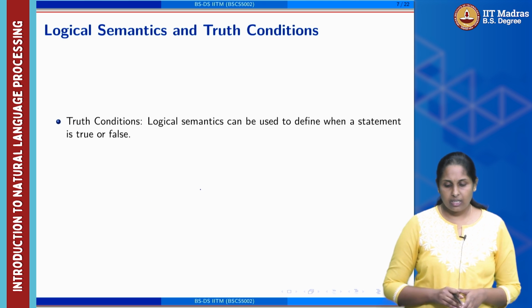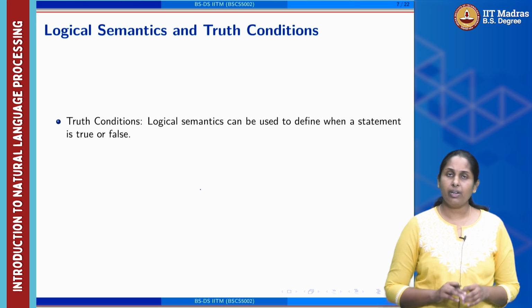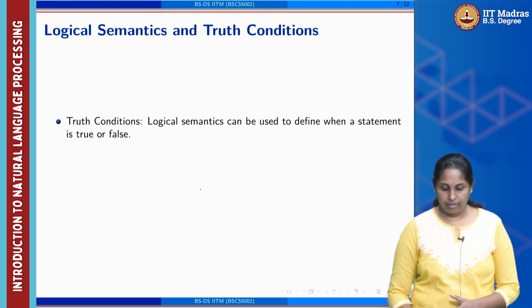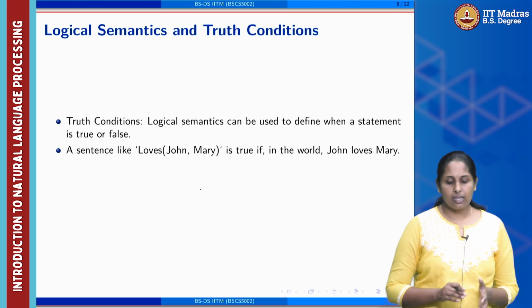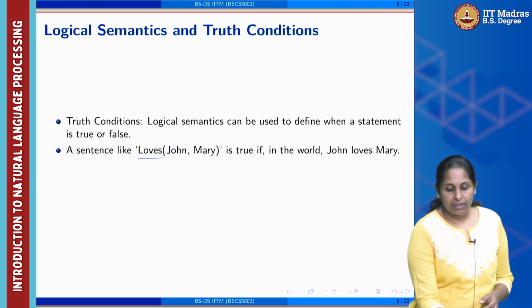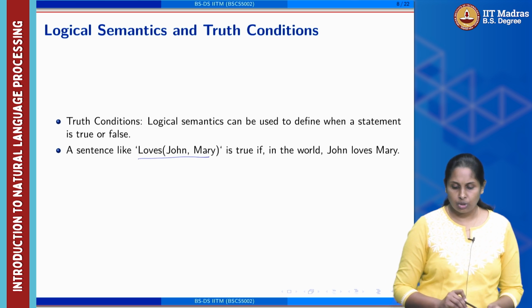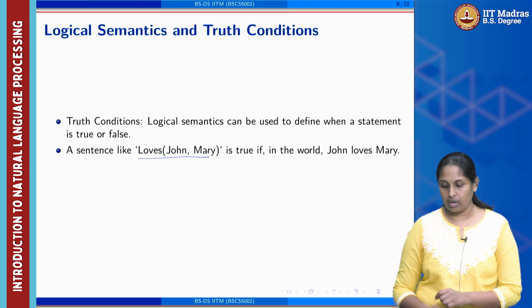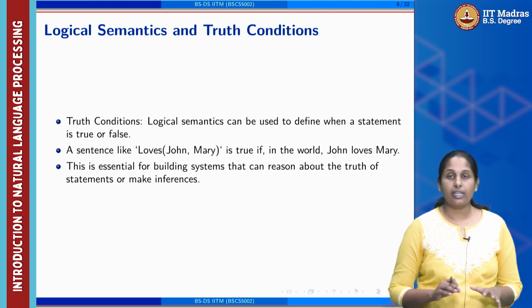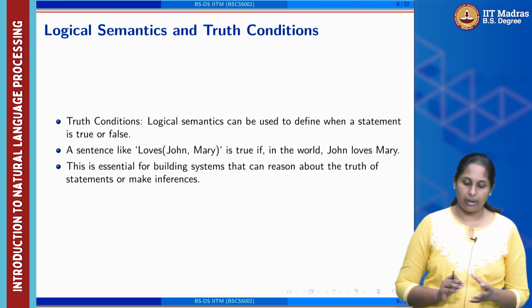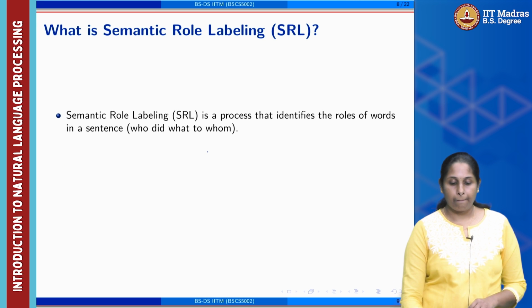Now, the truth conditions are used to define whether the statement is true or false. So, a sentence like this in FOL, first order logic, is true if in the world John loves Mary. This is essential for building systems that can reason about the truth of statements and make inferences.